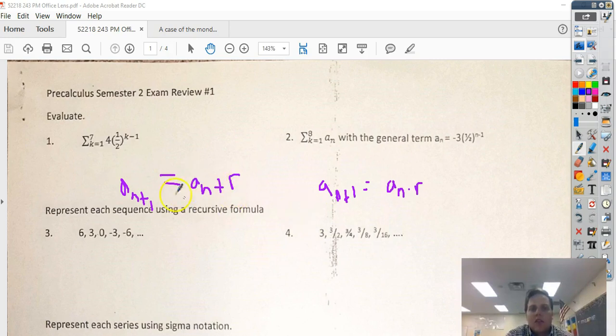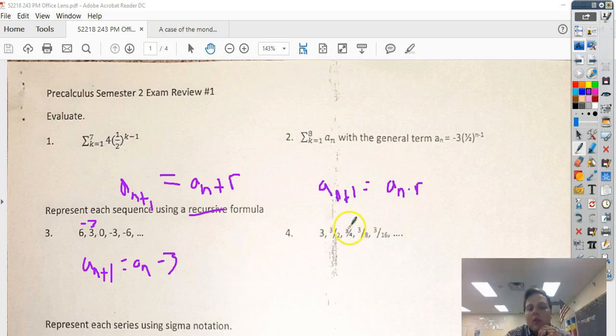So this is arithmetic, this is geometric, recursive. First you have to look at the sequence and determine, is this arithmetic or geometric? So we go 6, 3, 0, -3, -6. Clearly we're going down by 3 each time, so that makes it arithmetic. So you can say a sub n plus 1 is equal to a sub n plus r, and r is just -3. Bam, I'm done.